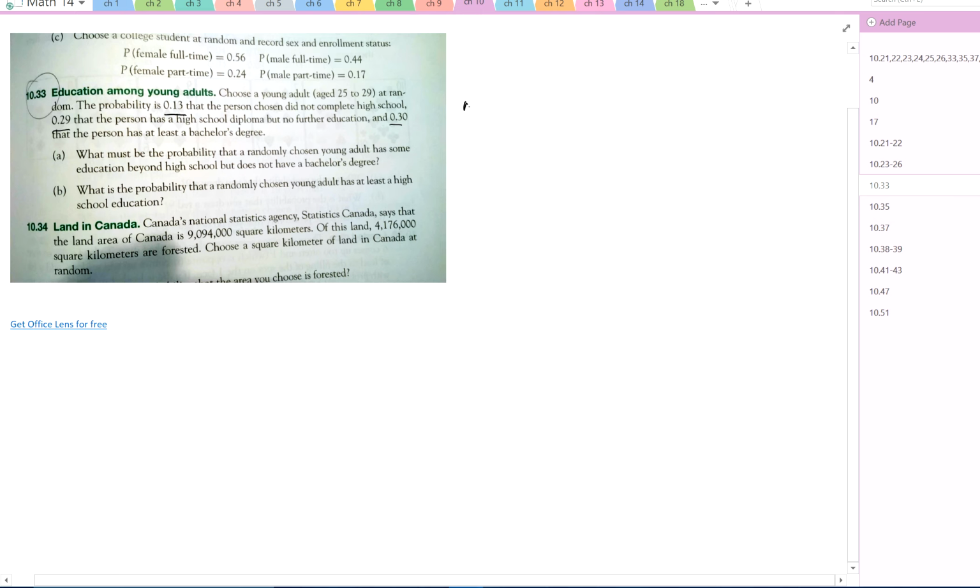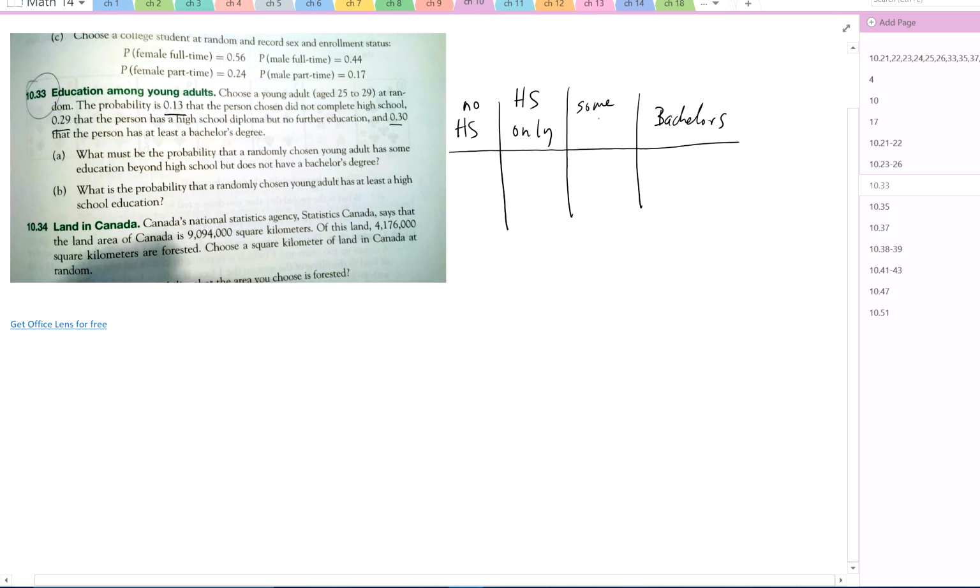So we've got no high school. And then we've got high school and no education. Okay, so high school only. And then the next one we've got is at least a bachelor's degree. Okay, so bachelor's. Well, we're missing a category here, and this would be some college.